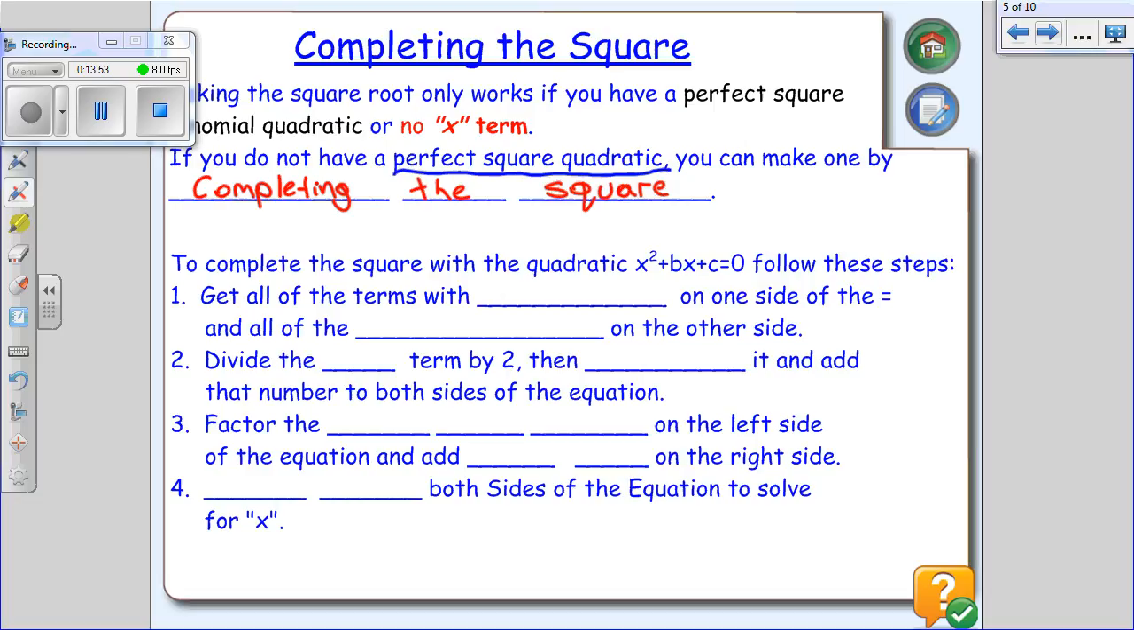To complete the square with the quadratic, that's just your basic general quadratic form, follow these steps. Get all of the terms with an x on one side of the equal sign, and all of the terms with no x. So you want all your x's on one side, all your non-x's on the other. So you're just moving your c over. That's all you're doing.